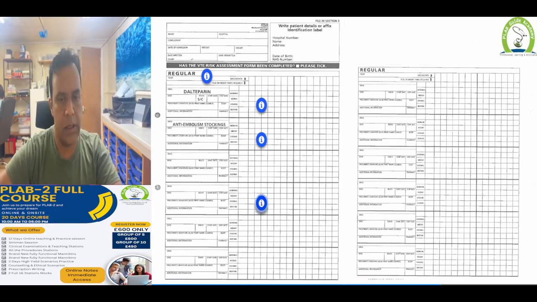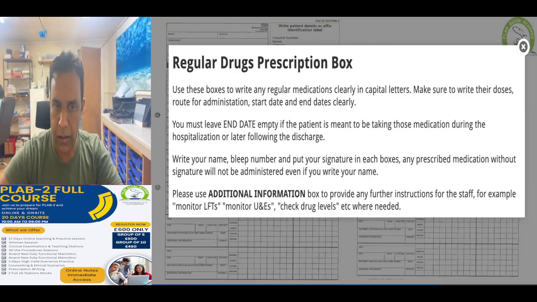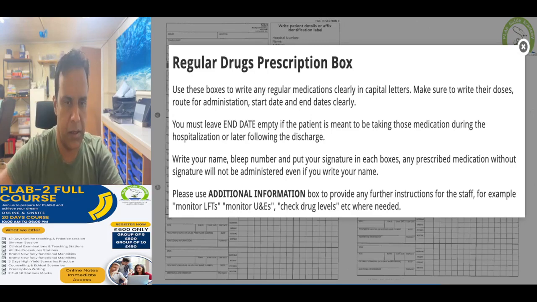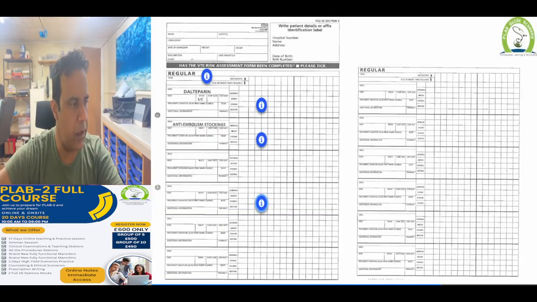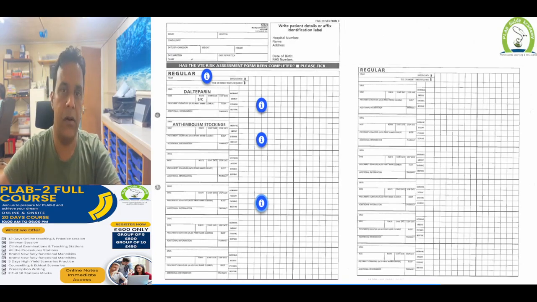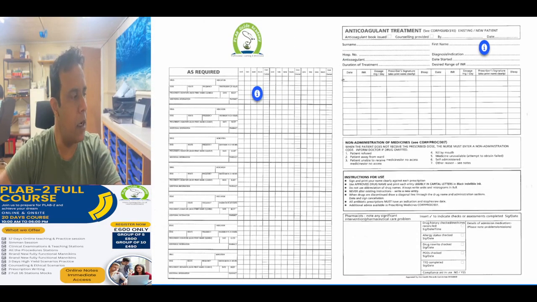Then you can see in here regular drugs prescription box. In this you need to write the date and time when you want the patient to have it, and write any special instruction. This is very clear. You have another page for the regular medications. If the patient is taking many regular medications, you must use the next page. Then is the last page, second last and the last page.